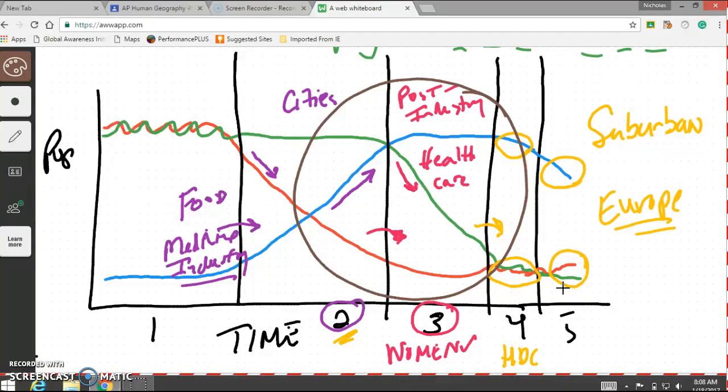Okay, so that's the demographic transition and some of the things related to population so far. I'm going to do another video specifically on age, sex structure, and population pyramids, because I know that's another topic that you guys probably want to consider.